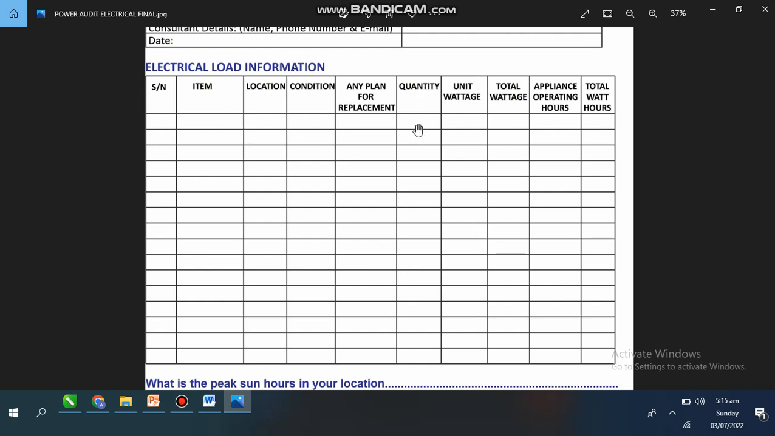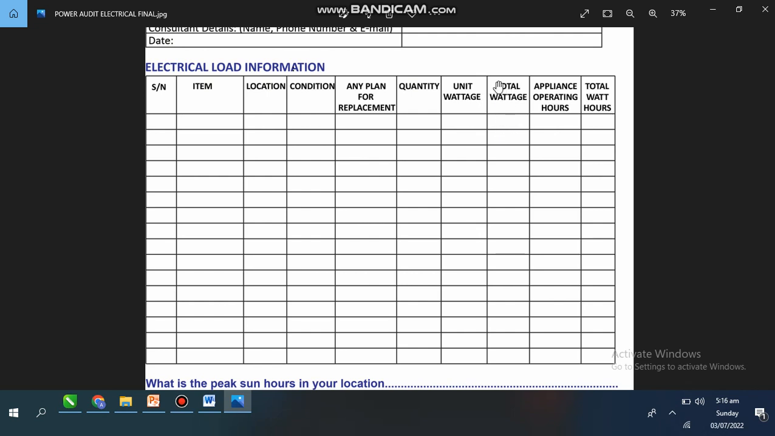So when you have the quantity and you have the unit watt, maybe you have 5 here as the quantity, and each of it is rated 20 watts. So what will be the total watt? That will be 5 times 20, that will be 100 watts here. That is how to get the total watt. Quantity times the unit watt will give you the total watt.